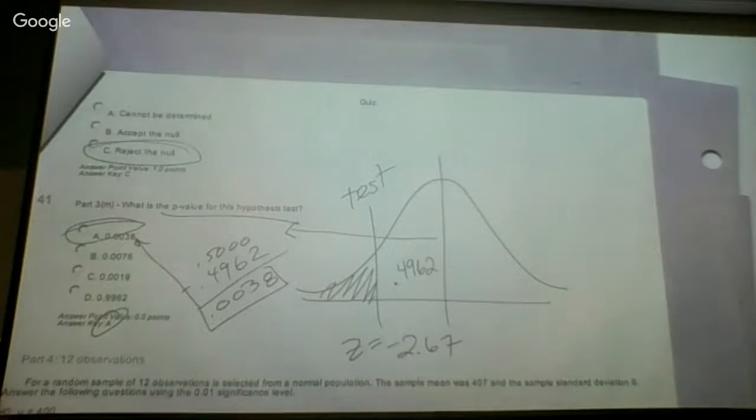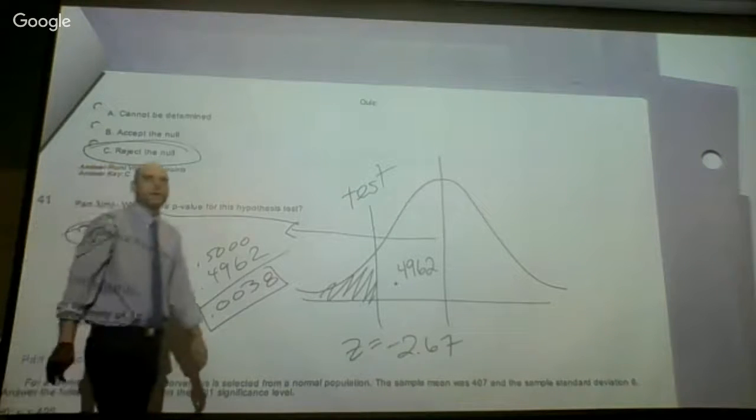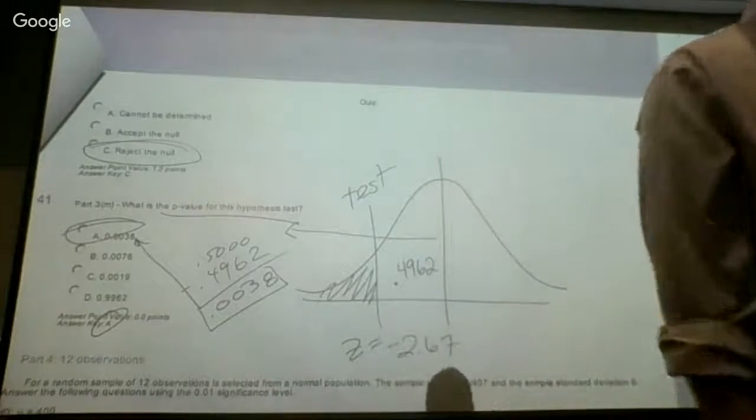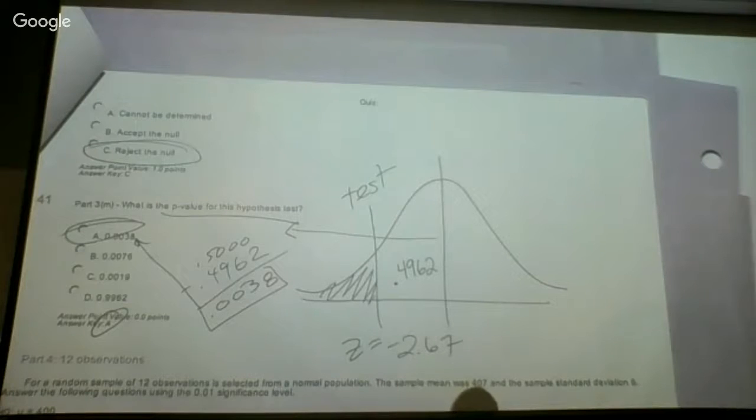41 down, 129 to go. You got to keep your mind spry by constantly subtracting things from other things.